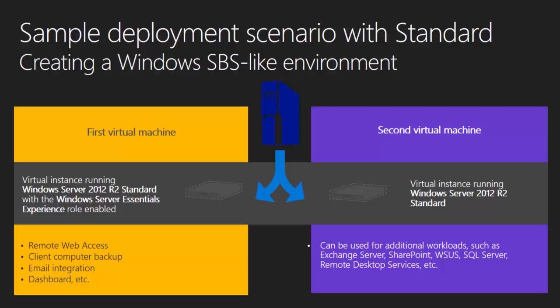Now, when we take a look at the second virtual machine, what you need to think about with this one is that this is effectively up to you to figure out what you want to do with that. And that's really going to be dependent on that customer's requirement. So some of the scenarios they've got here, such as setting it up as an Exchange server, setting it up as a SharePoint server or a WSUS server, using it as a SQL server for a line of business app, or one of the ones that's still very common is using it for remote desktop services.